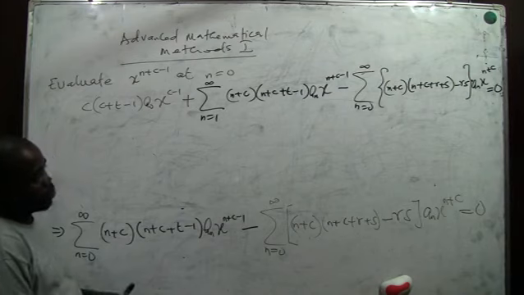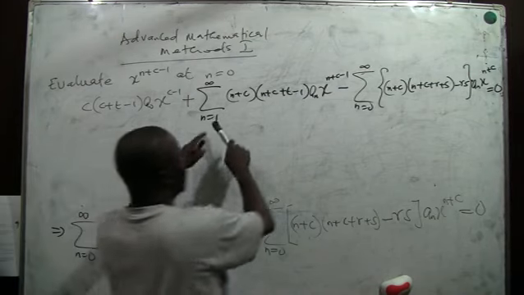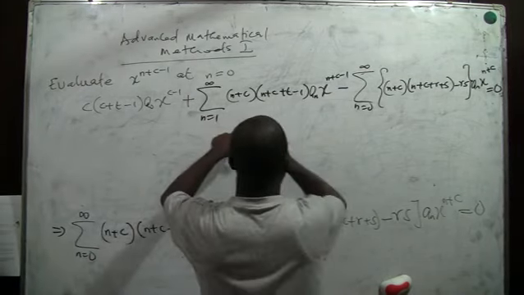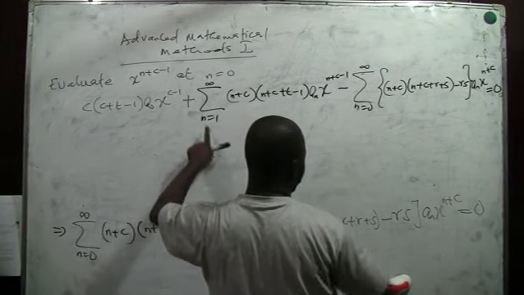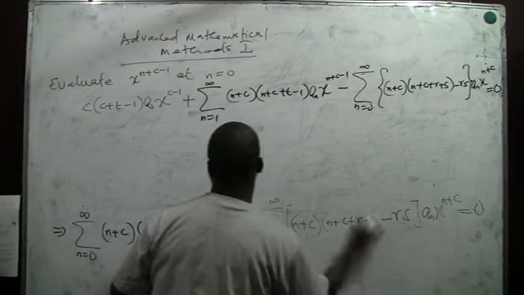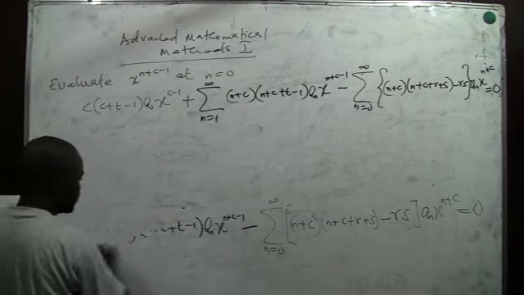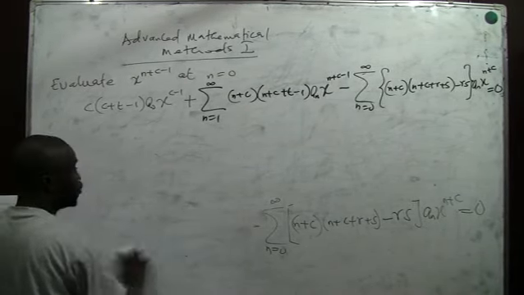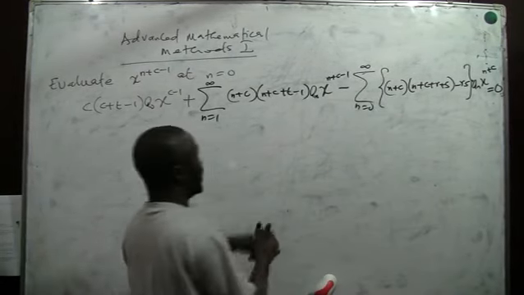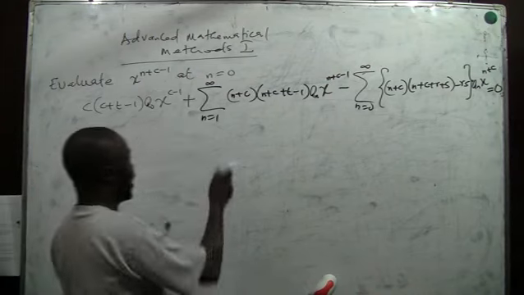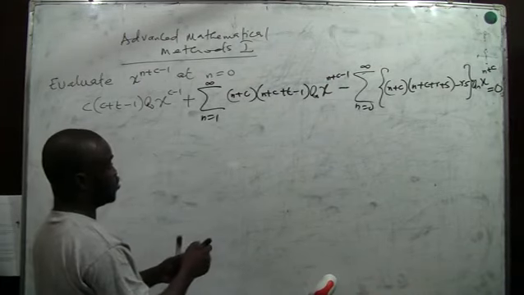Now, there is an obstacle. The obstacle now is that the counters are no longer the same. The counter here starts with 1, the counter here starts with 0. We must make them the same. To make them the same, we still move ahead with the least power. Our least power here is n plus c minus 1. I want to make this one become 0. How do I do that?